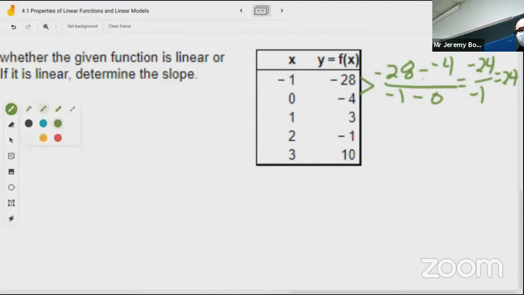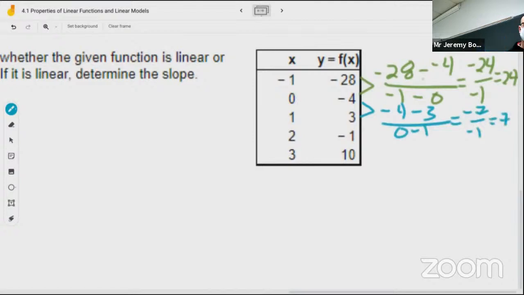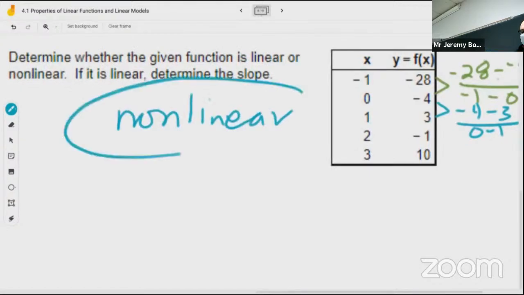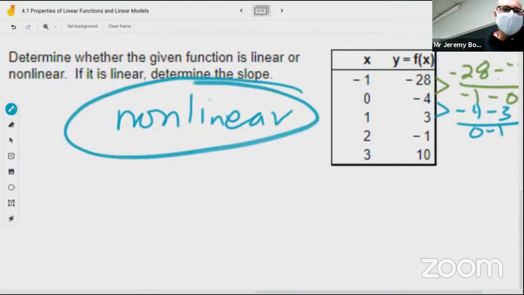Let's change the color so you can figure it out. So we'll do negative 4 minus 3 over 0 minus 1 should be negative 7 over negative 1, which equals 7. And so at that point, we have one that's different. Now we can continue on and see, but as long as the slope changes at some point, it's not linear. So this is going to be non-linear. Any questions on that?